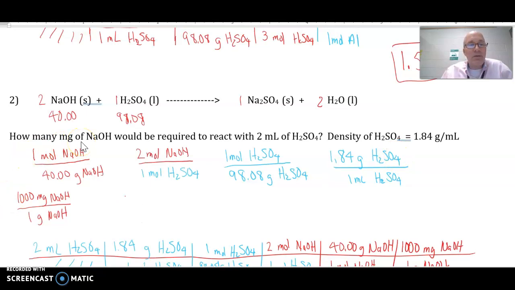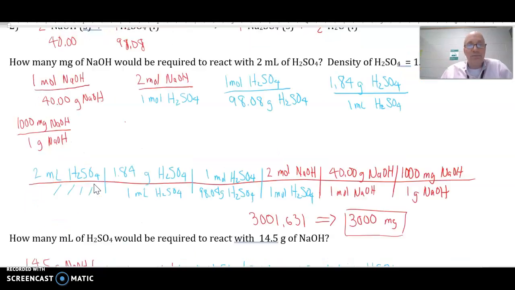And one other thing I'm going to note here, the question doesn't ask for grams of NaOH. All right, it asks for milligrams of NaOH. So I'm just going to include this relationship right here. That's just a basic metric conversion saying that there's 1,000 milligrams of anything in a gram of anything. All right, I just put NaOH here.